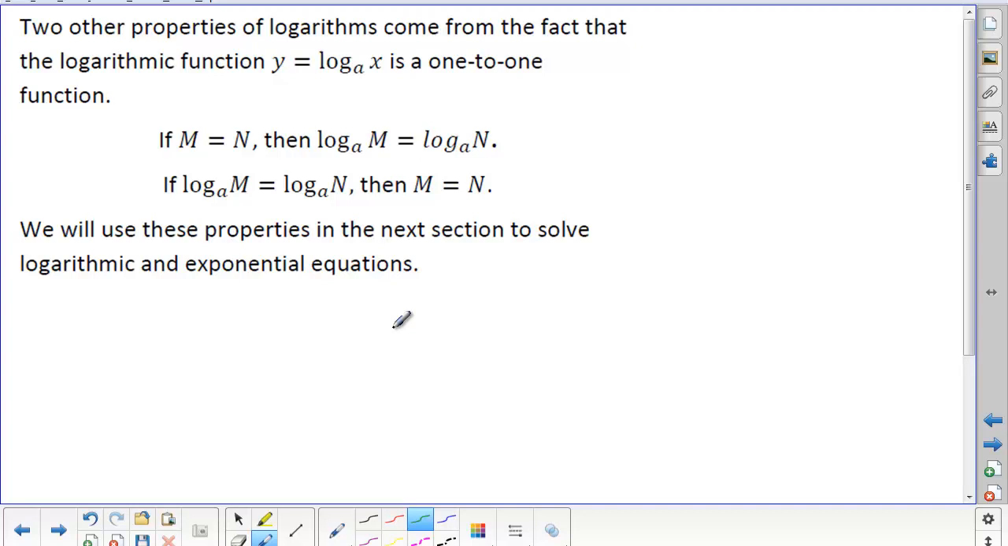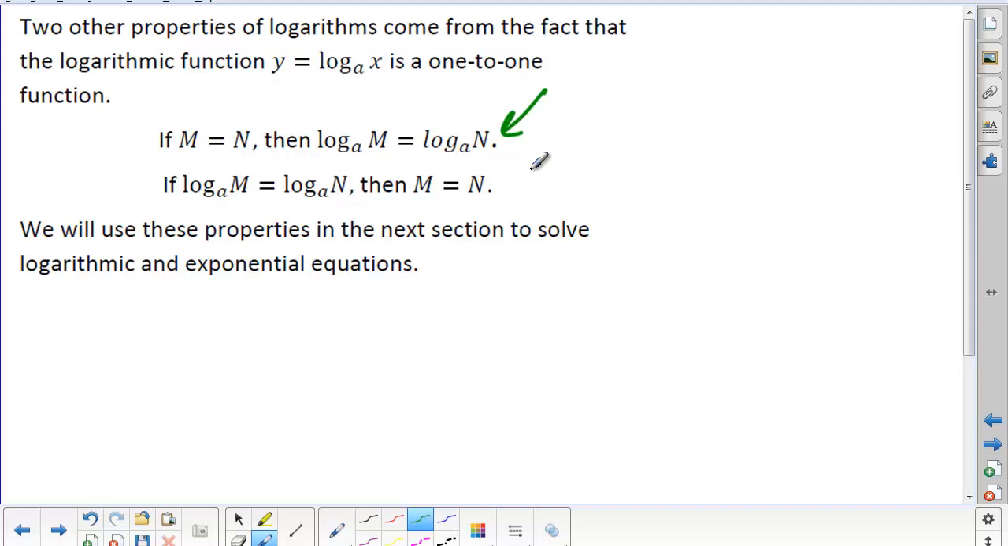All right, two other properties of logarithms. Really what these say comes from the fact that this is a one-to-one function. Essentially what this first line says is, if m is equal to n, then log base a of m is equal to log base a of n. And what that says is you can take the logarithm of both sides of an equation.